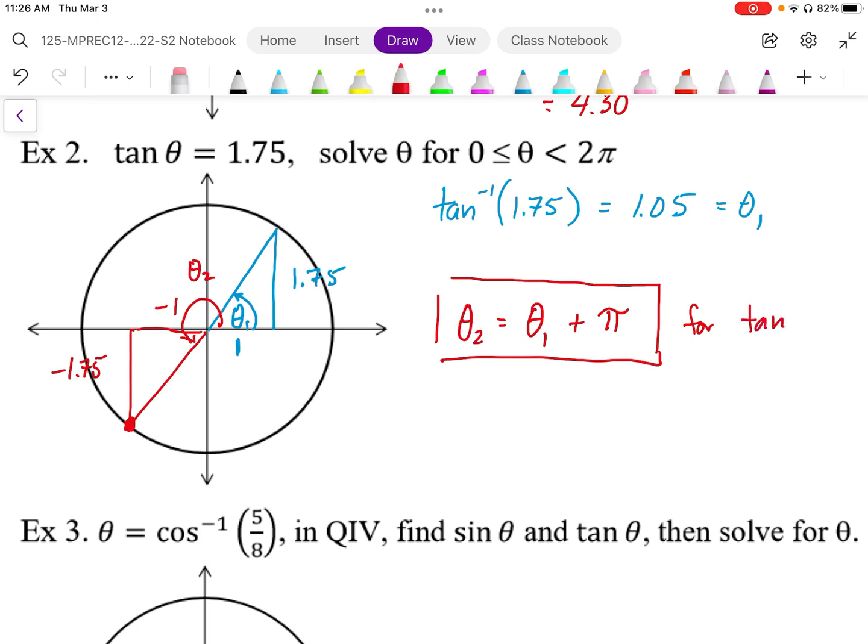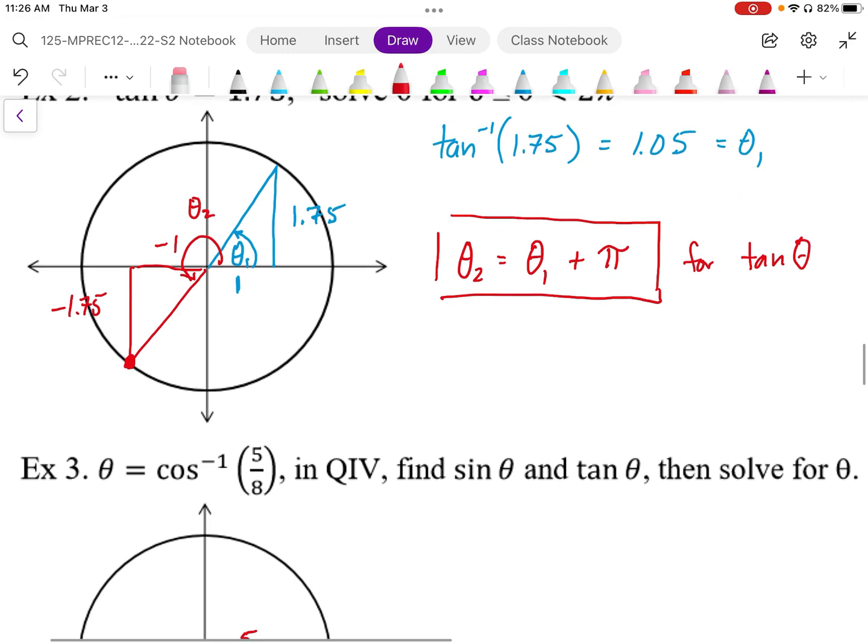So since sine, cos, and tan have different symmetries, we have different ways to get the other angle, and that other angle we're going to call theta 2. So theta 1 is from your calculator, theta 2 is using symmetry to find the other position.